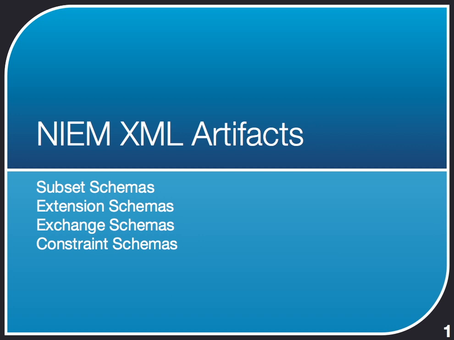And some of those files are things that people look at, Word documents, spreadsheets, things like that. But some of the other files are files of XML schema, and the major ones are the ones that we're going to talk about here. And they are the subset schemas, extension schemas, exchange schemas, and constraint schemas. So when you're defining an IEPD, these are all different schemas that you need to create as part of your IEPD. Let's look at each one in turn.